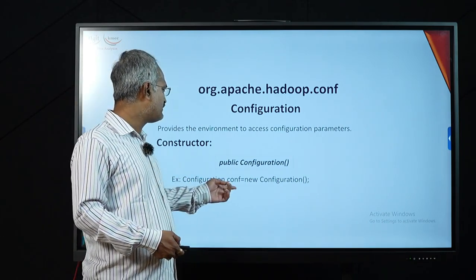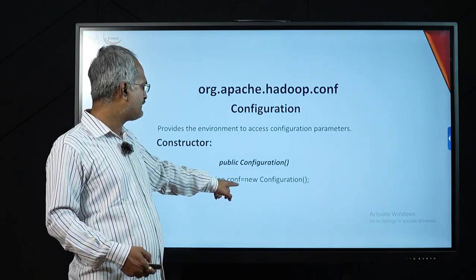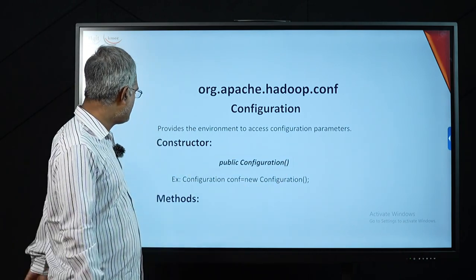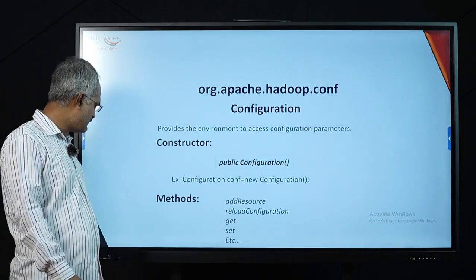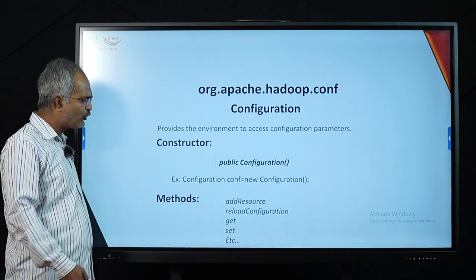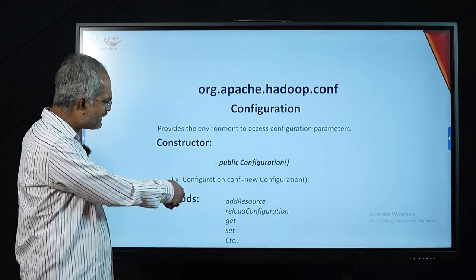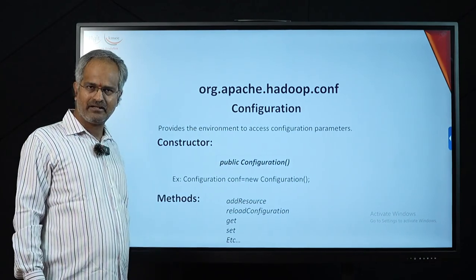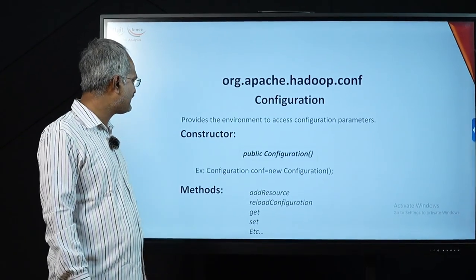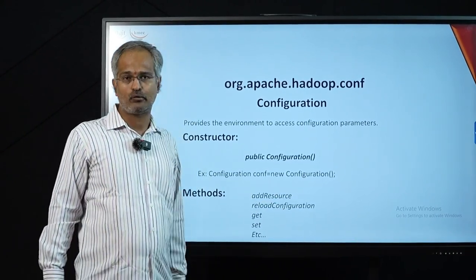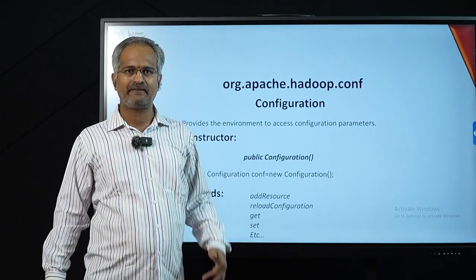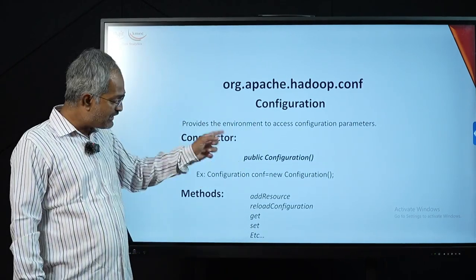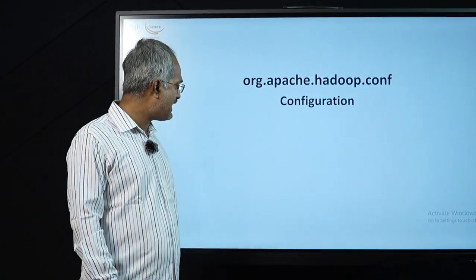So Configuration, to create the object: Configuration conf equal to new Configuration, and there are several methods available. Some of the methods are addResource, reloadConfiguration, get, set. All these are the various methods which are available for the configuration. Generally we can use addResource to add the additional properties to your program configuration, I mean the Hadoop configuration in your program, that can be added.